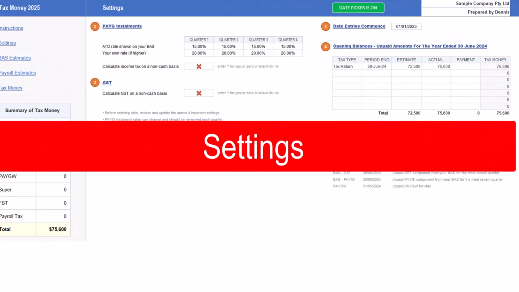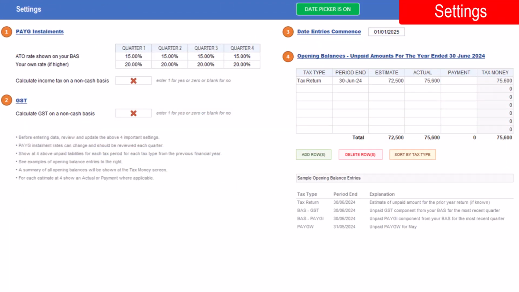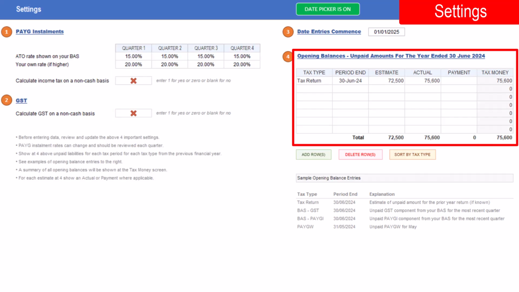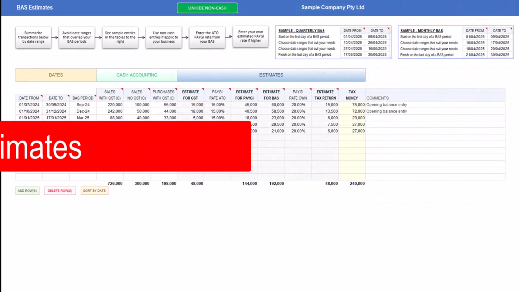This next screen shows the 4 settings that must be reviewed before using the calculator along with some sample data. It's important to show PAYG installment rates for each period, indicate whether either GST or income tax is calculated on a non-cash basis, and enter the opening balances of all unpaid amounts at the end of the previous financial year. Our sample client is cash-based for both GST and income tax and has an outstanding income tax assessment for the previous financial year.